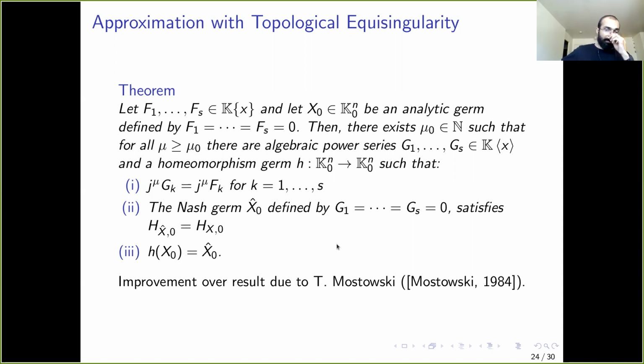So this is an improvement over a result that was proved by T. Mostovsky in 1984. And Mostovsky's original result contains points 1 and 3. The part that we've added is this preservation of the Hilbert-Samuel function.